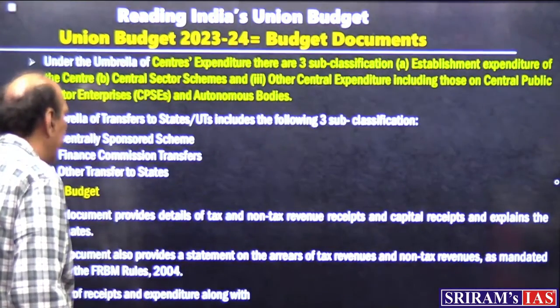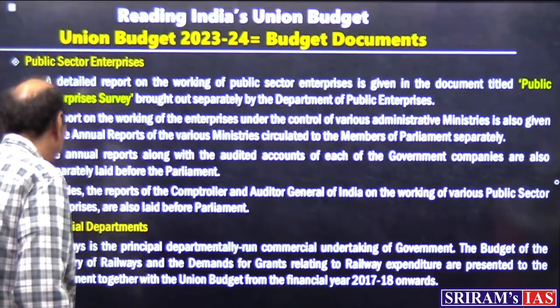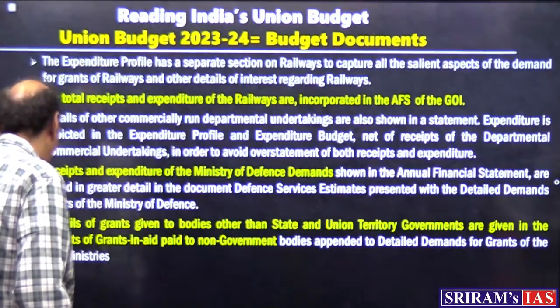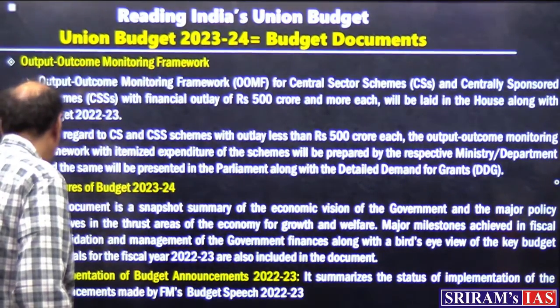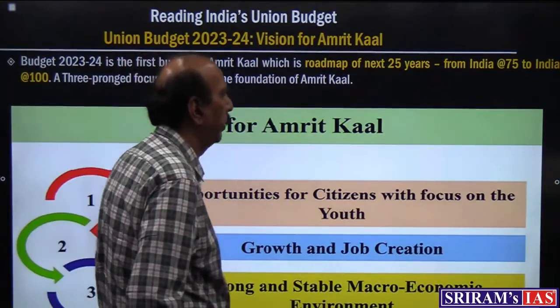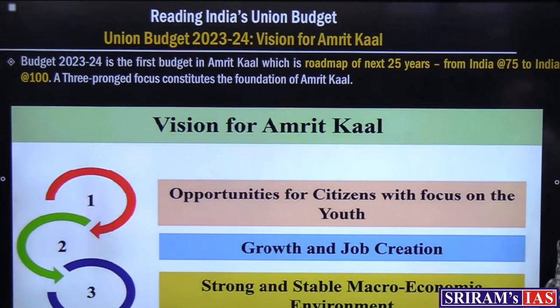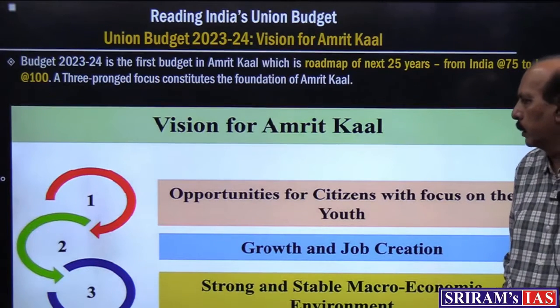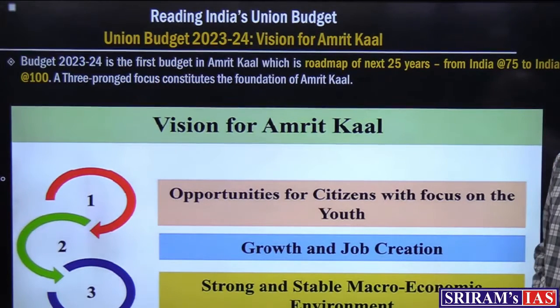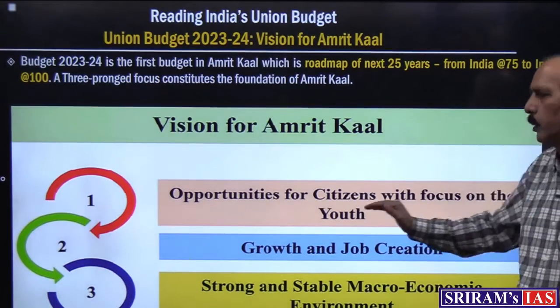When this budget is presented by the government, they have made a certain vision about the future. This is the first budget of the Amrit Kal, as I said, and therefore a vision for Amrit Kal is made by the government. And for the next 25 years, this is the vision. The government has three visions. The first is opportunities for citizens with focus on the youth.